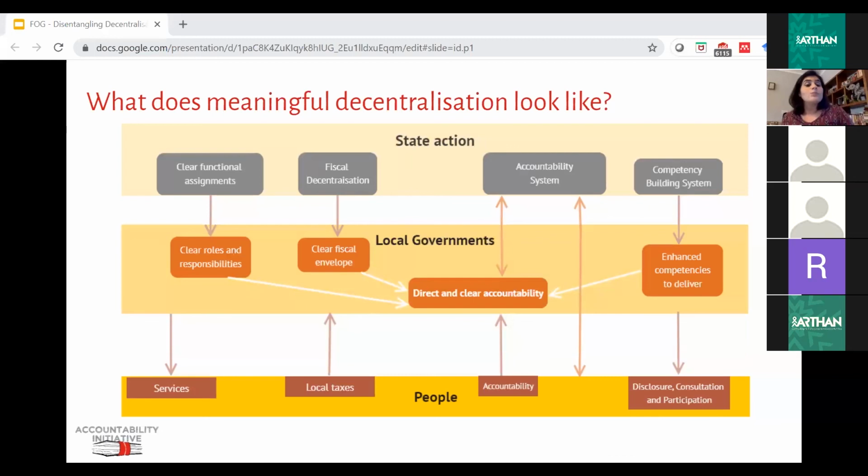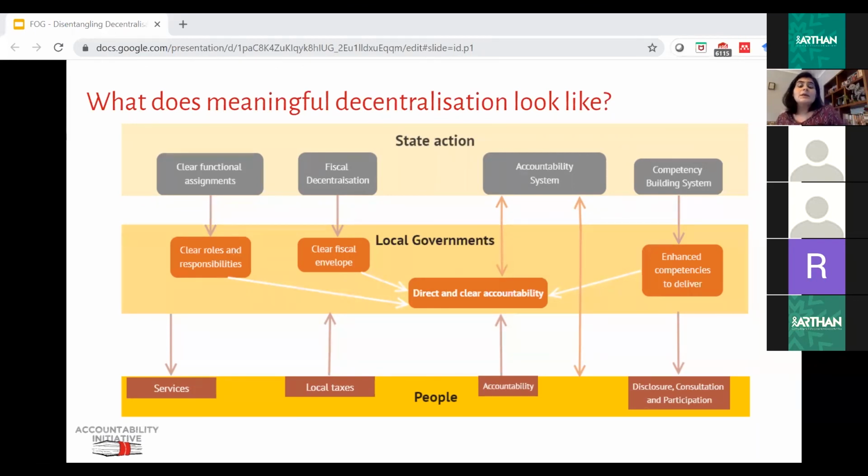Now, second step, once they have been given the function, you also have to make sure that there is a fiscal envelope for them. So fiscal decentralization is important. And it's important to have the rules of fiscal decentralization clear. So, the money can't come delayed. If you've been given the task of weighing machines, then you also need to give the ASHA, the Anganwadi worker, resources to use the weighing machines. And so there needs to be a clear fiscal envelope.